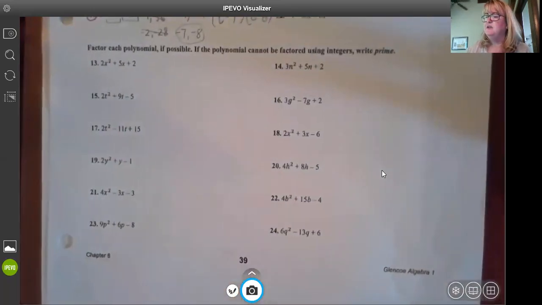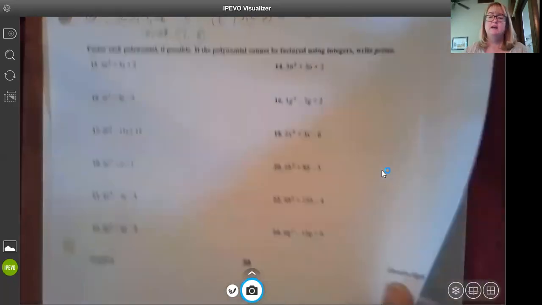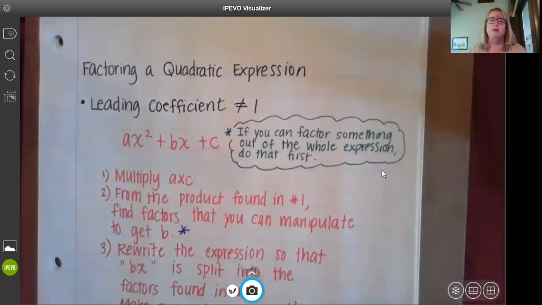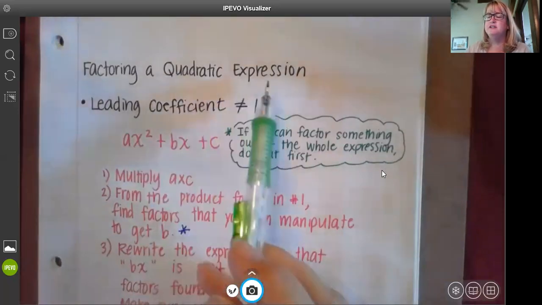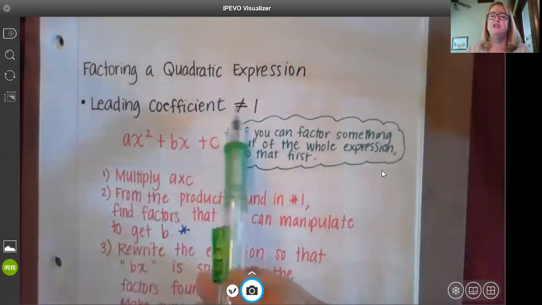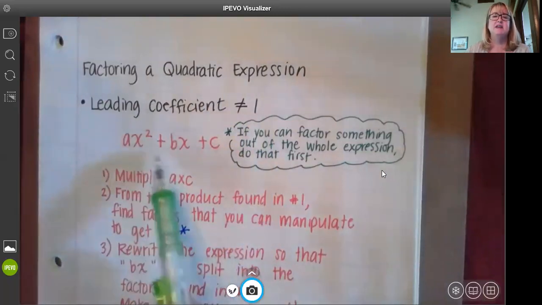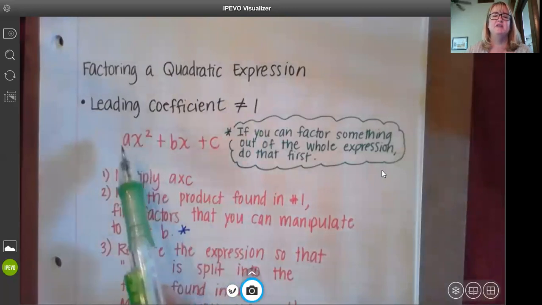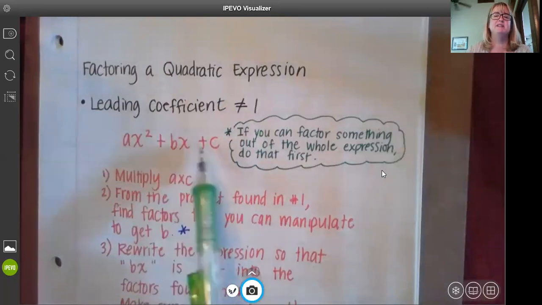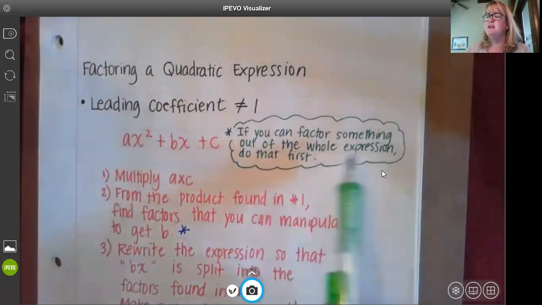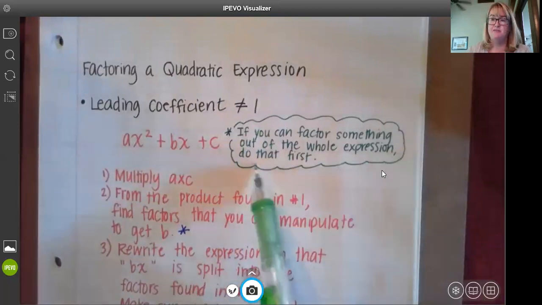I did take a few notes that I'm going to go over quickly, and we need to talk about first. So we are looking at factoring a quadratic expression where the leading coefficient is not 1. Again, this is a quadratic expression in standard form, ax squared plus bx plus c. And I put a little note here: if you can factor something out of the whole expression, do that first.